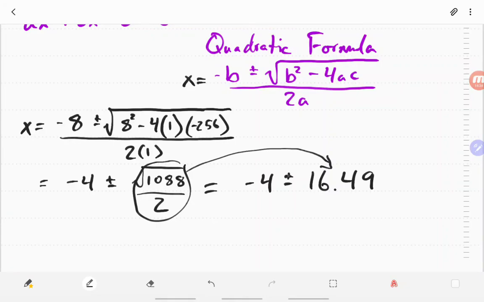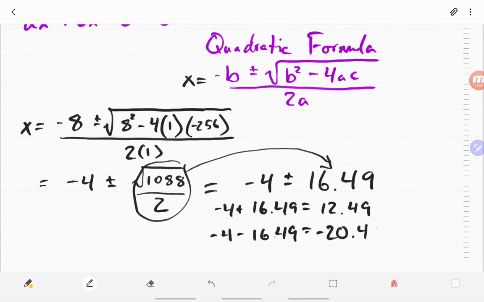Okay, so this right here is roughly this. Now, with the plus or minus, that means I need to add this and then subtract it. So whenever I add it, I get about 12.49. So negative 4 plus 16.49 is equal to 12.49. And when I subtract it, let's see, negative 4 minus 16.49 gives us negative 20.49.